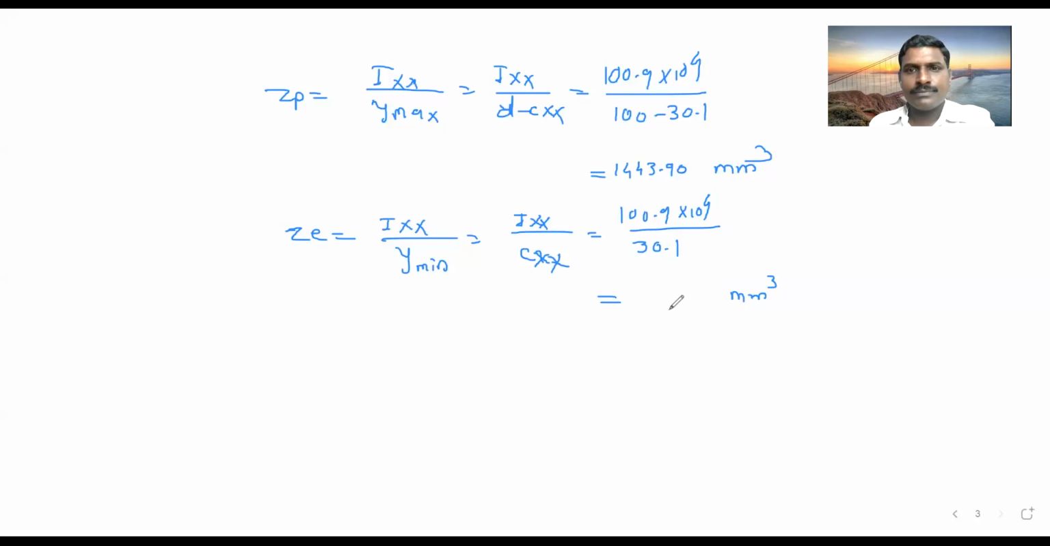Sir, 14 is remaining in the ZP answer. 14,434.90. 3 times 4, no? Yes, 14,434.93.